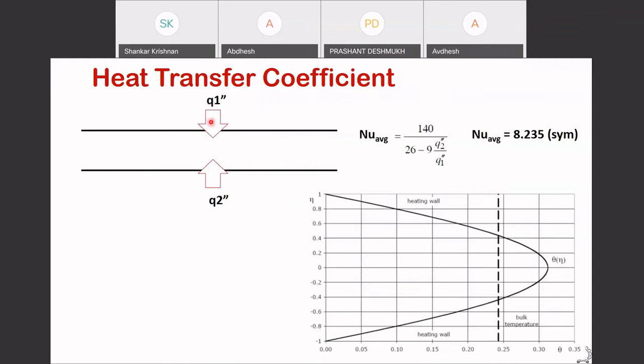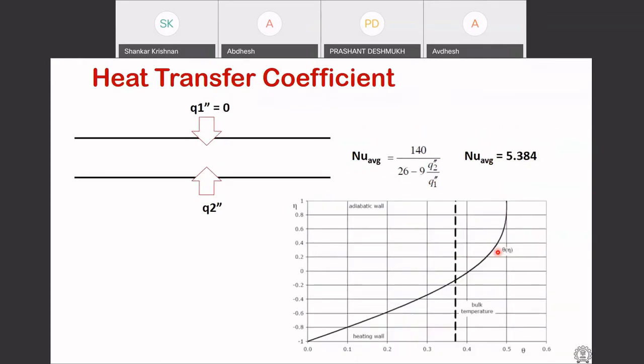If I have a heat source and there is a flow between 2 parallel planes, and heat flux is applied on the top and the bottom, then my average heat transfer coefficient is given by this relationship: 140 divided by 26 minus 9 times q2 double prime divided by q1 double prime. And if my q2 and q1 are equal, that is, if it is a symmetric heating case, then I get an average Nusselt number of 8.2. And my non-dimensional temperature looks like this, and the bulk temperature is given by this dashed line.